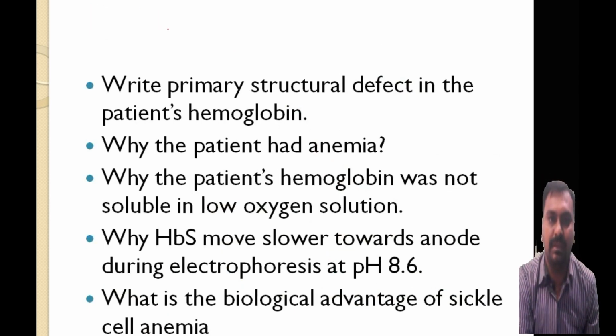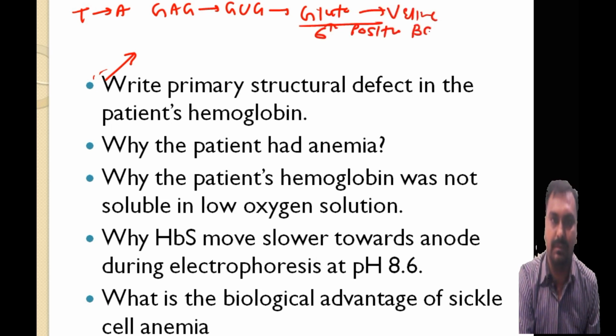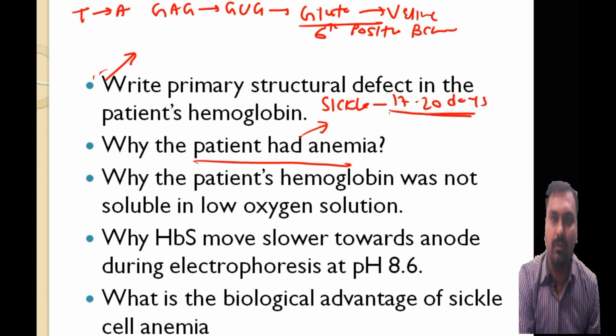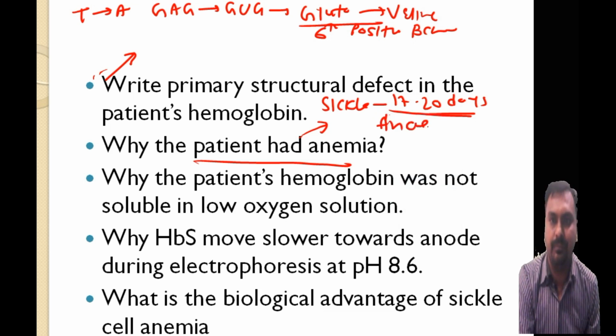Write the primary structural defect in the hemoglobin of this patient. So what is the defect? In DNA, T is replaced by A. So in mRNA, GAG is replaced by GUG. So glutamic acid is replaced by valine at the 6th position of the beta chain. Why does the patient have anemia? Because of this defect, the RBC is sickle-shaped. It has a lifespan of around 10 to 20 days. So more and more breakdown of RBC leads to anemia, mainly the hemolytic type of anemia.